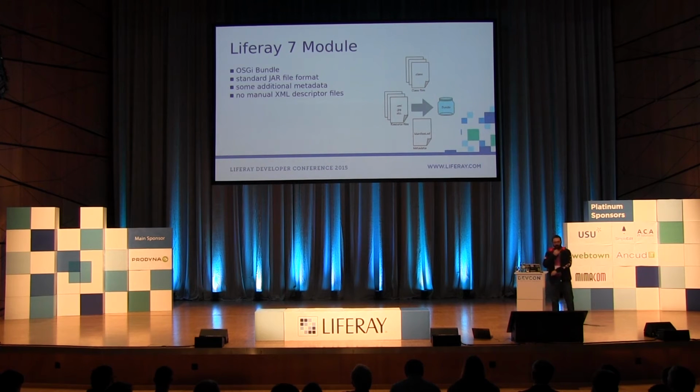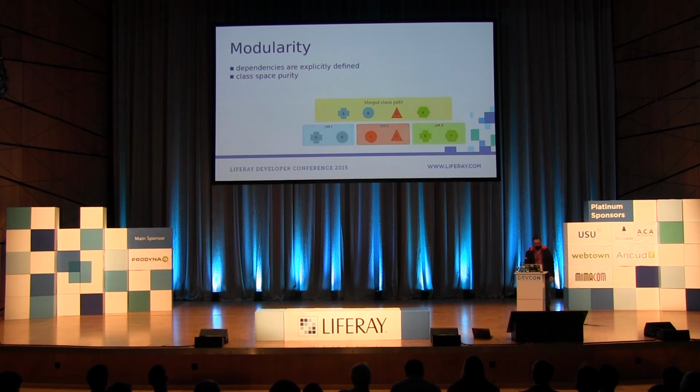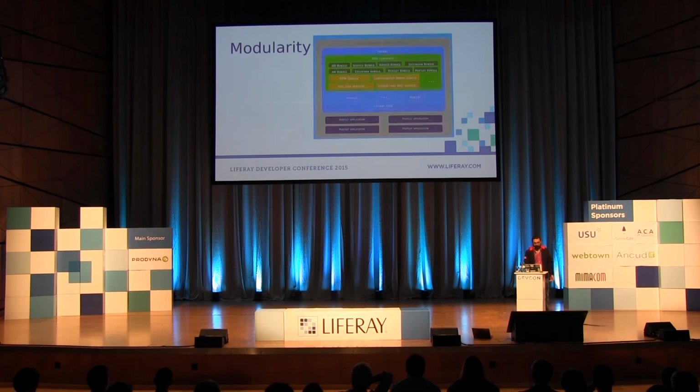So a Liferay 7 module is literally an OSGi bundle. And so you're benefiting from a standard jar format. You're just adding some additional metadata, and you don't have to deal with XML descriptors anymore, which is going to be a big benefit. And then again, as has been talked about, dependencies are explicitly defined, and there is the purity of the class space that a bundle sees. When it declares its dependencies properly, the class loader that it has to work with is pristine, because it's only going to see what it requested to see. And so this increases the safety net that each bundle is working in.